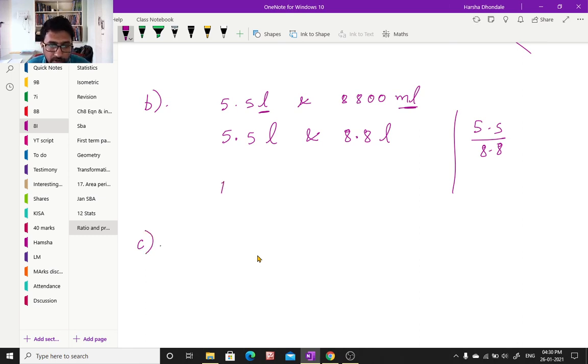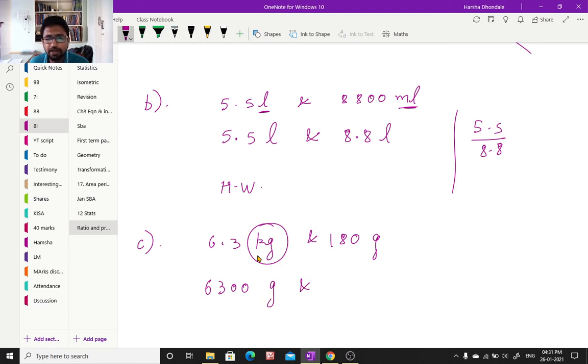Continue further homework. Okay, next C. 6.3 kg is to 180 grams. Again, I will not solve this. You have to do this. Convert both of them to the same unit. This kg, I'll convert it to grams. 6.3 into 1000 is 6,300 grams and 180 grams.